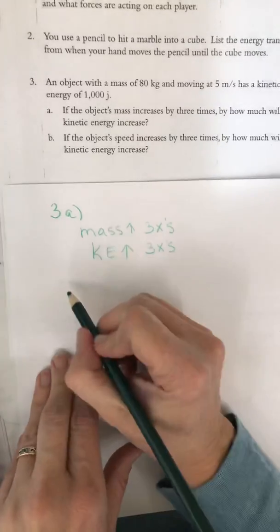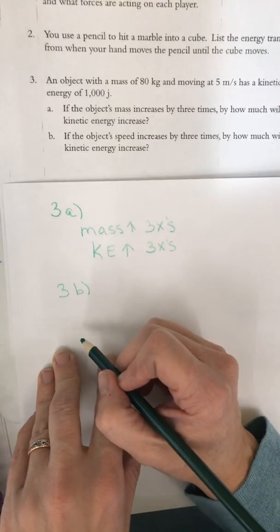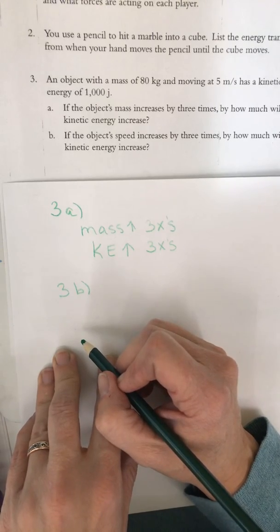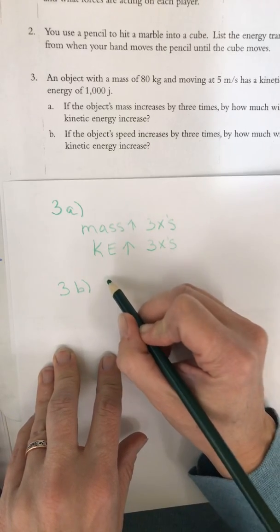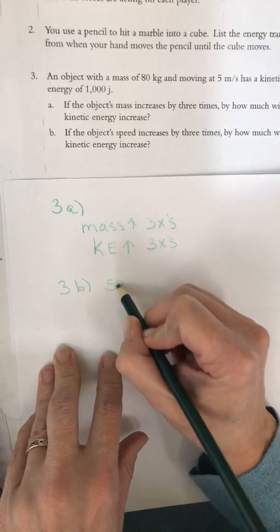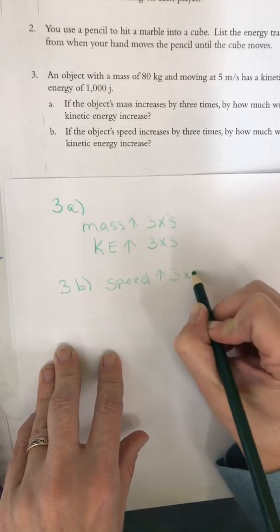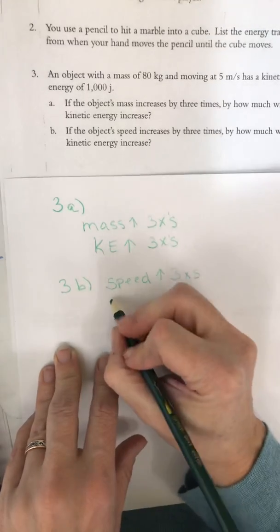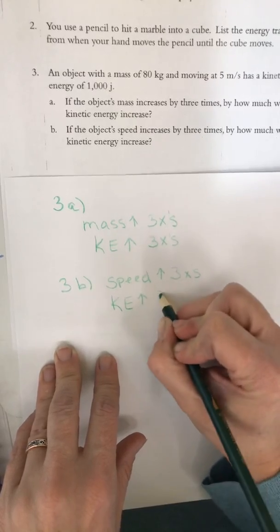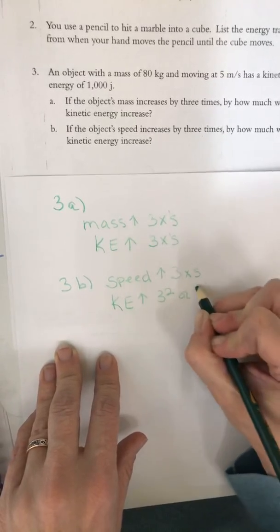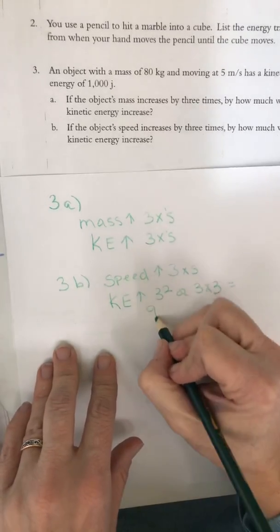Okay, let's look at 3B. If the object's speed increases by 3 times, how much will its kinetic energy increase? So if speed is increasing by 3 times, remember this is a little bit different. Its kinetic energy is going to increase 3 squared, or 3 times 3, which is equal to 9 times.